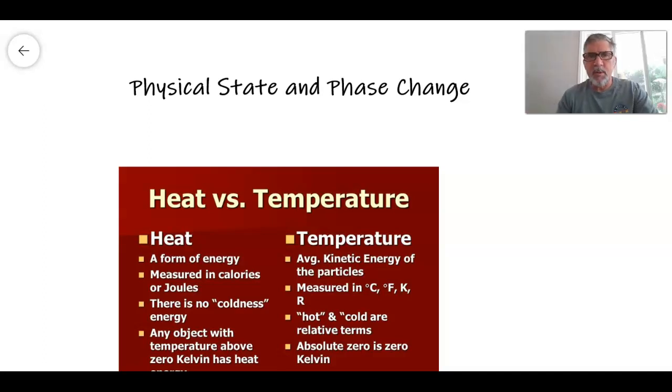Alright, so today we're going to talk about physical state and phase change. This might be a topic that's very familiar for most of you since you've been talking about it, I don't know, since 3rd grade. So hopefully this is an easier section and we'll just get to it.